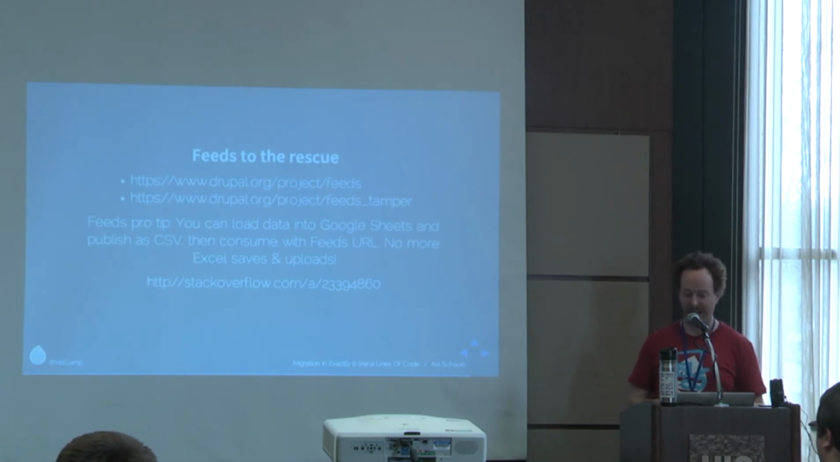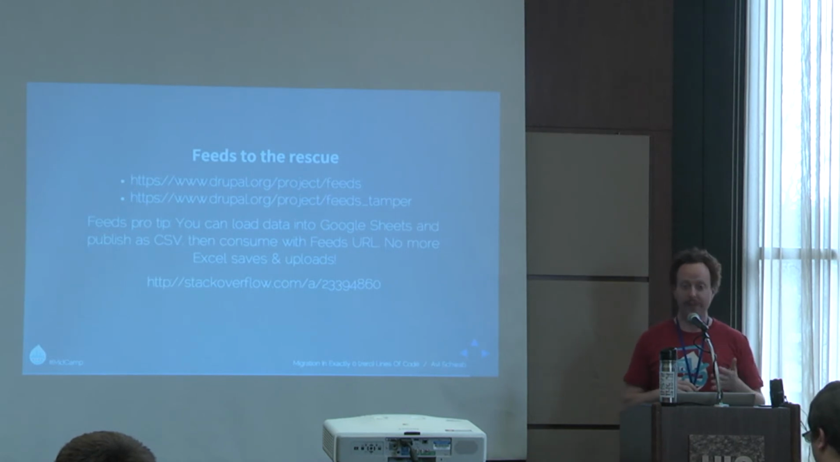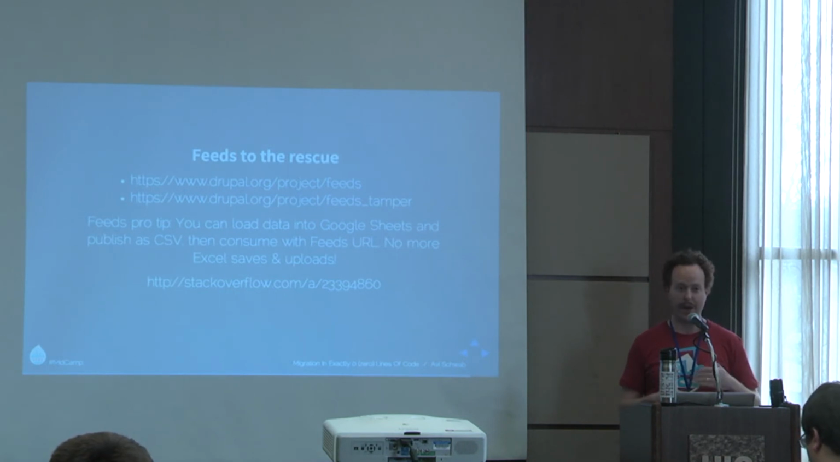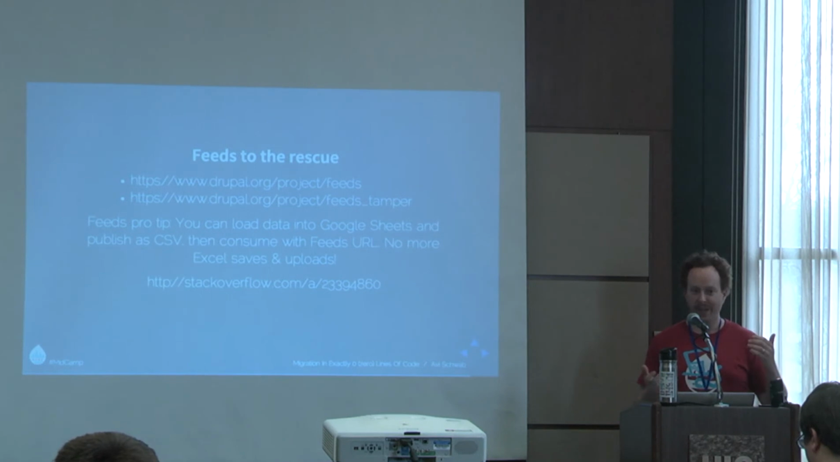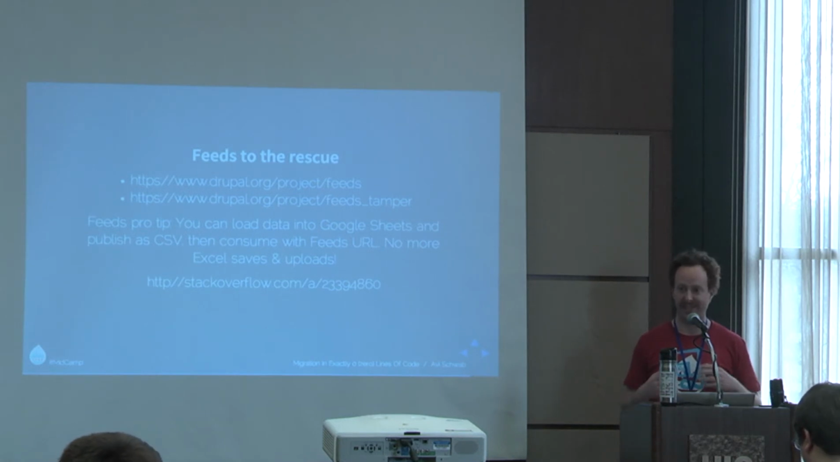A pro tip I wanted to get in here that I've really enjoyed lately. With Feeds, the easiest way to get data if you're just importing stuff is by uploading a CSV. If you're working with something like Excel or Google Sheets, saving, downloading a CSV, and uploading a CSV every time, especially if you're iterating through and trying to fix things, is really a tedious process.